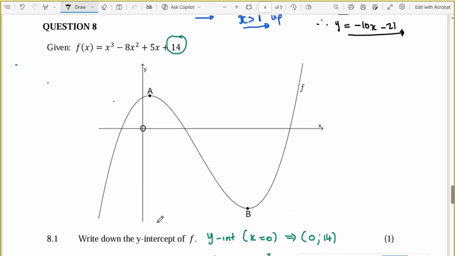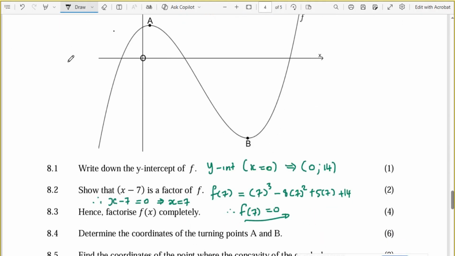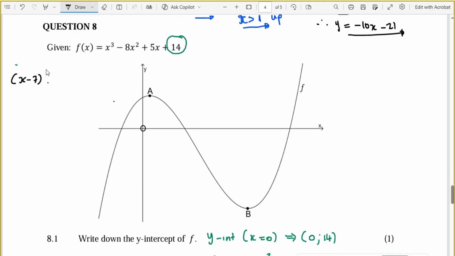Hence factorize. Hence means use what you already have. When you factorize, we already have x minus 7 as a factor. So I'm doing 8.3 now. Since I have that as a factor, I'm going to open two brackets. Look at what I'm doing. We take the x to the power 3 and divide it by x, which gives us x squared. The answer that you get, you write it down here, x squared.